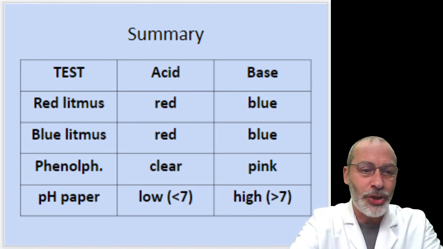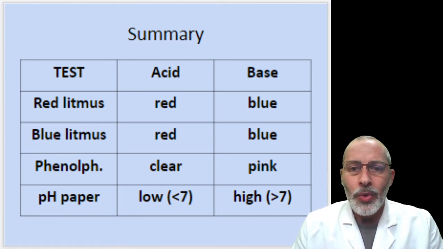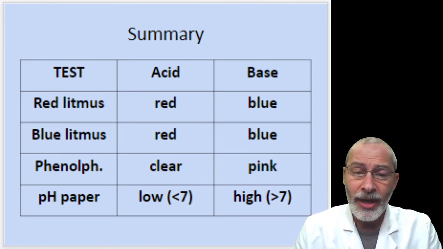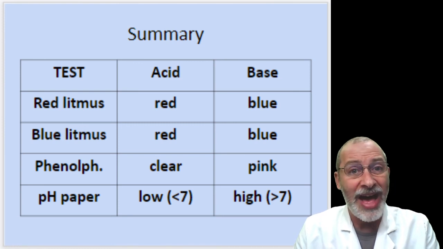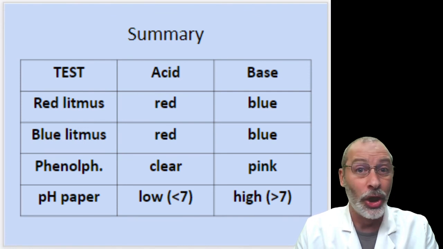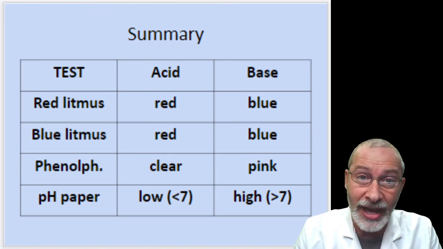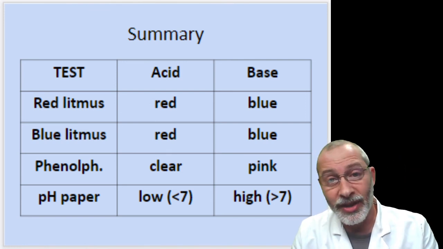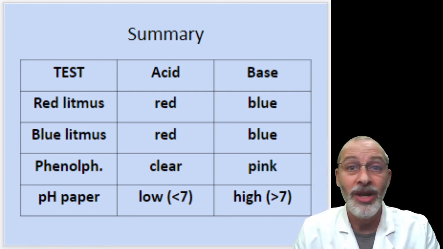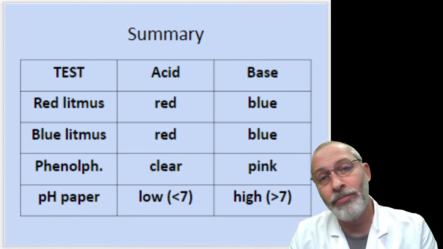And finally, the pH paper. The pH paper will turn a certain color, and you have to match up that color with the guide. And if the value of that color is less than 7, it's an acid. And the lower the number, the stronger the acid. And if it's higher than a 7, it is a base. And the higher the number, the stronger the base. So pH paper, small number acid, big number base.